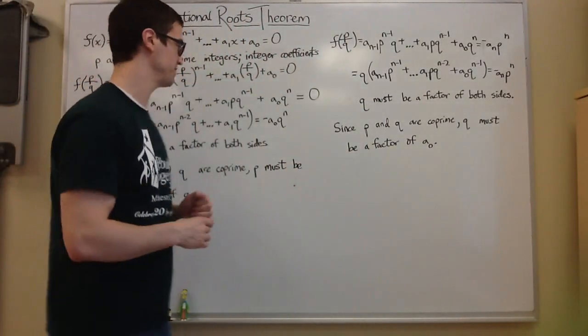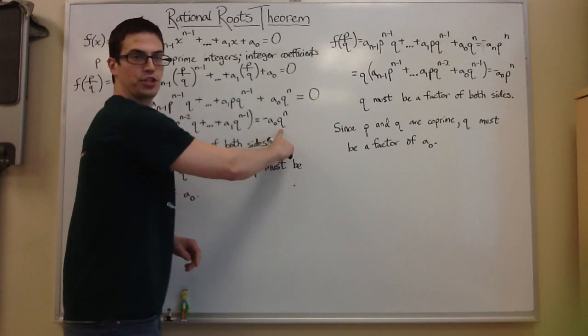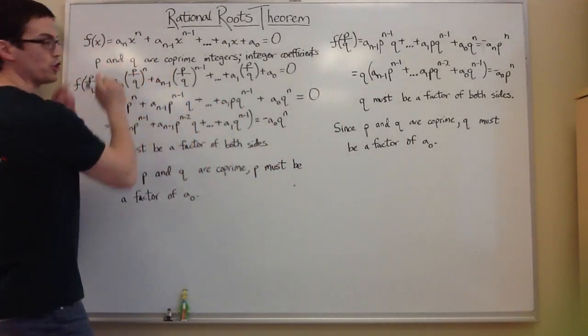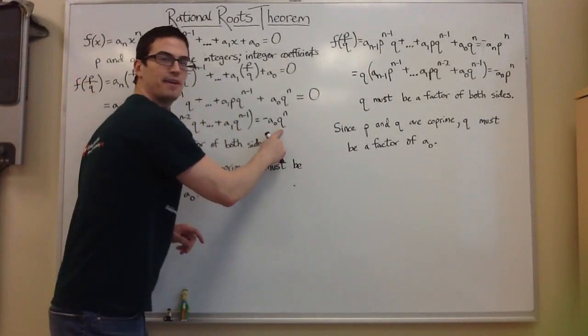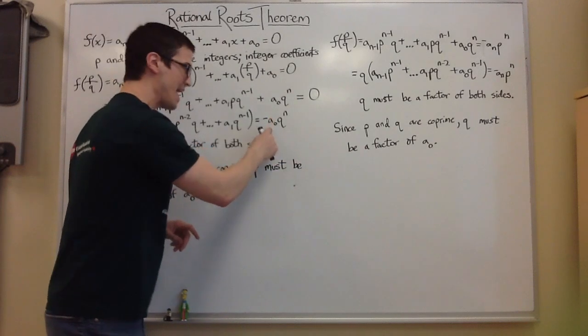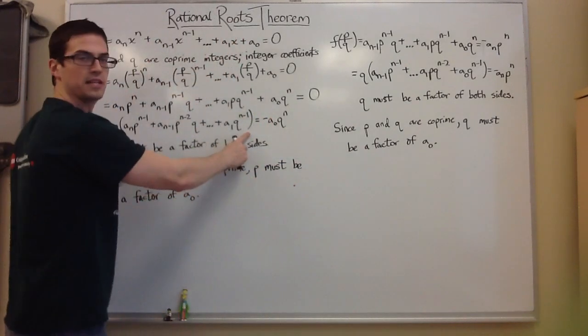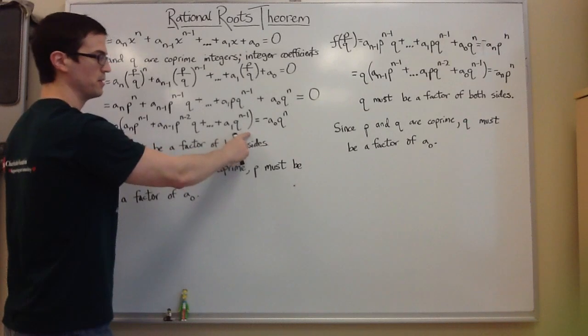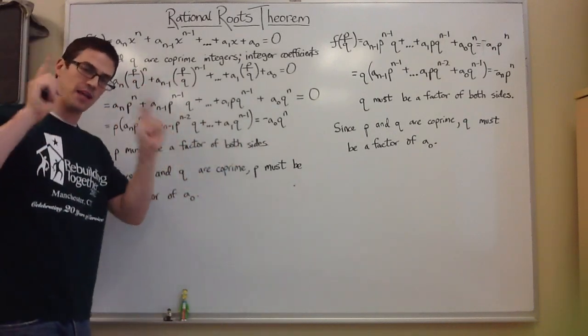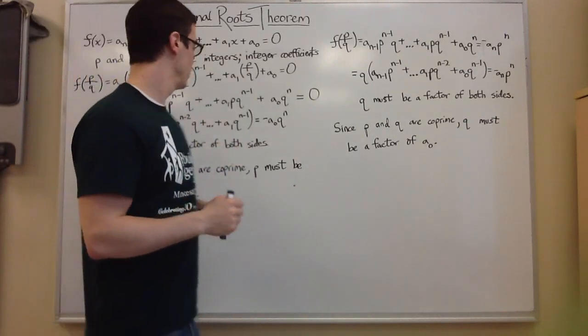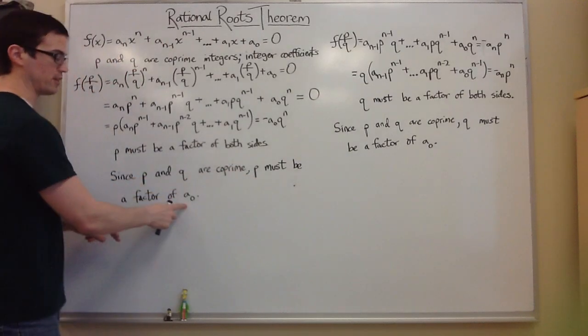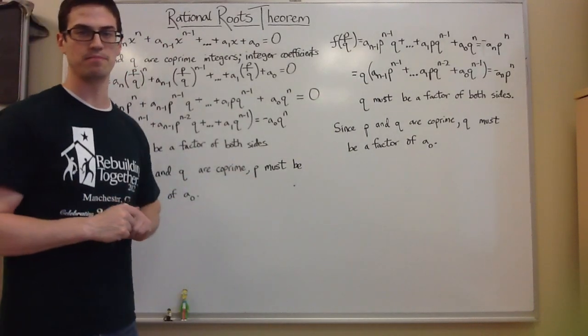It has to divide evenly. It will not divide evenly into q to the n because P and q are coprime. It will not divide evenly into q. Therefore, it has to divide evenly into a0, because this right here is an integer. Really important. If you don't understand that, please ask. So that proves that p must be a factor of a0 for the rational roots theorem.